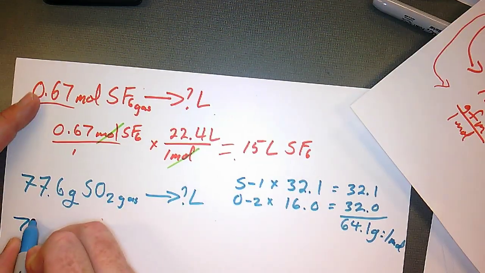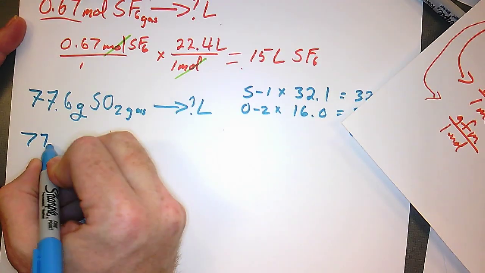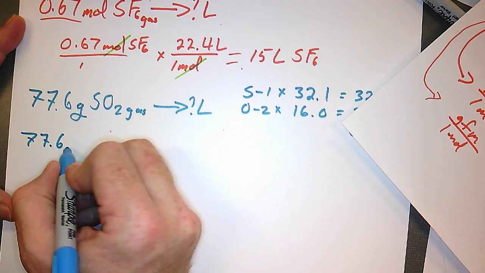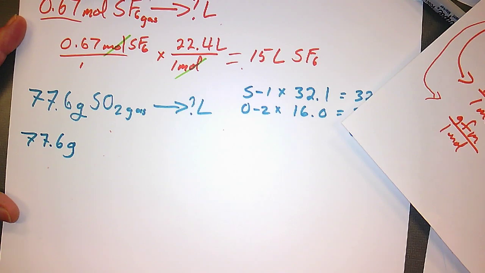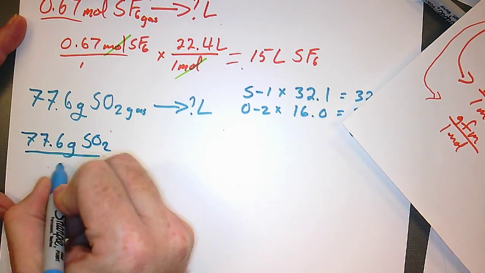Again, we start with what they gave us. Oh, scrolling, getting it back up higher. All right, 77.6. I don't write my 7s very well. I mean, I'm not a very neat writer anyway, but 7s are one of my worst. All right, 77.6 grams SO2. Put it over 1.